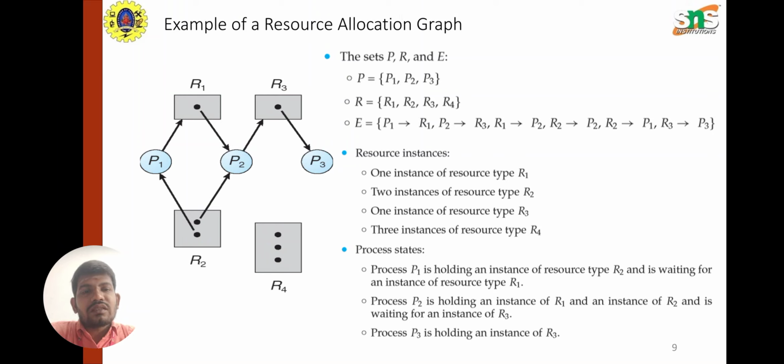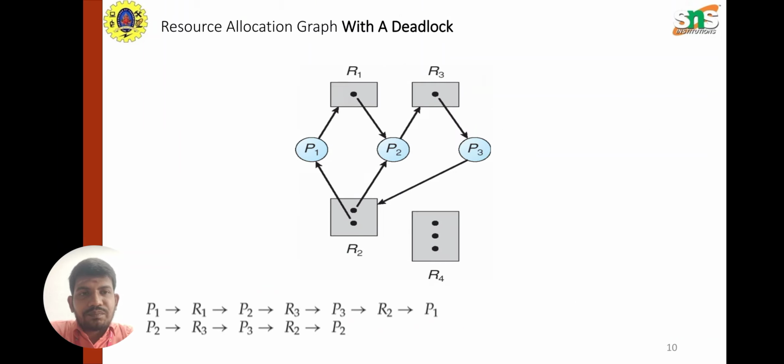As for the process states: process P1 is holding an instance of resource type R2 and is waiting for an instance of resource type R1. Process P2 is holding an instance of R1 and an instance of R2, and is waiting for an instance of R3. Process P3 is holding an instance of R3.